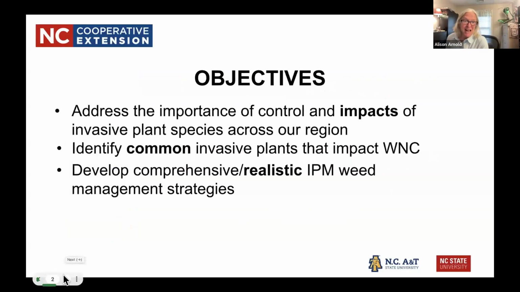Our objectives today, of course, are to talk about the importance of control and the impacts that invasive plants have on our region. We're going to go through some common invasive plants that we have here, what we call the big 10 or 12 in our area. We'll cover what we feel like we can today. And then we're going to talk about some realistic IPM approaches or strategies for managing these invasive plants.